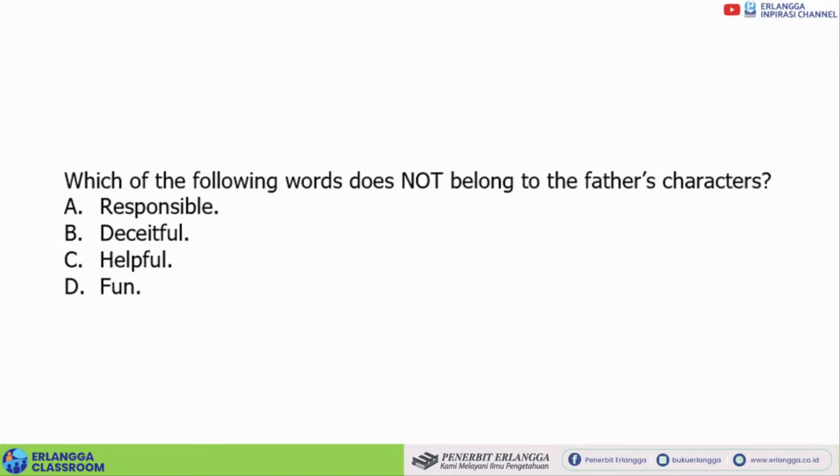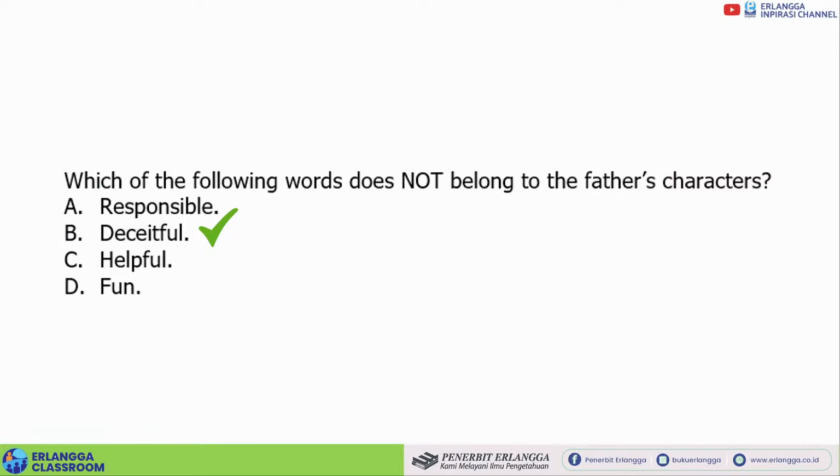Bapaknya masak, bapaknya bangun pagi, bapaknya bantu matematika gitu ya, bantu homework gitu ya. Bapaknya suka ngajak pergi ke konser, ke mana tadi ya. Although sometimes the concerts are boring. Okay. So, yang mana ya kira-kira ya? Okay, ya, deceitful. Okay, it does not belong to the father's characters gitu ya.